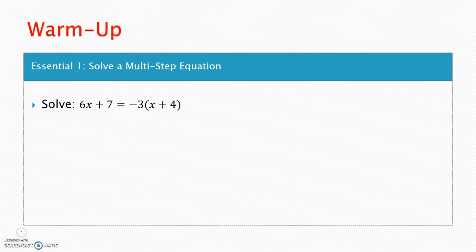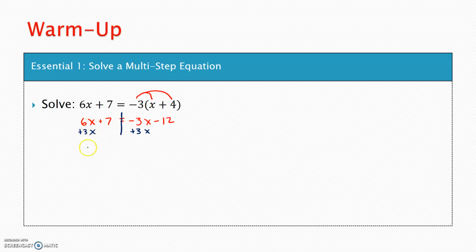Now, solving a multi-step equation, I see parentheses here, so let's distribute -3. We get -3 times x is -3x. Well, what is -3 times 4? That is -12. I'm going to bring everything else back down. Now I notice that I have variables on both sides, so I'm going to get them together on the same side. Let's get rid of -3x by adding 3x. Whatever I do to one side of the equal sign, I have to do to the other.